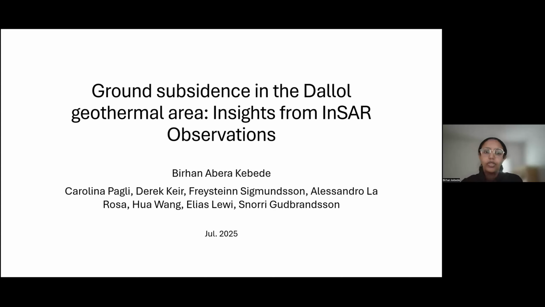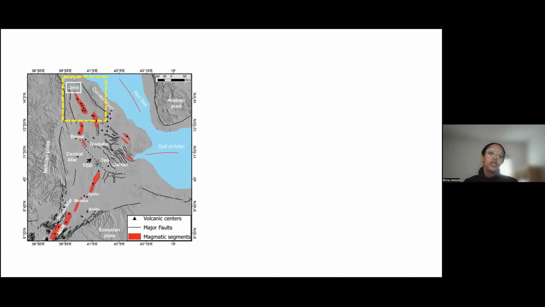Today I will share with you one of my projects entitled Ground Subsidence in the Dallol geothermal area, insight from InSAR observations. So Dallol is located in the northern part of the Afar Rift, which is within the East African Rift system. It's a zone of plate separation between Nubian, Somalian, and Arabian plates.